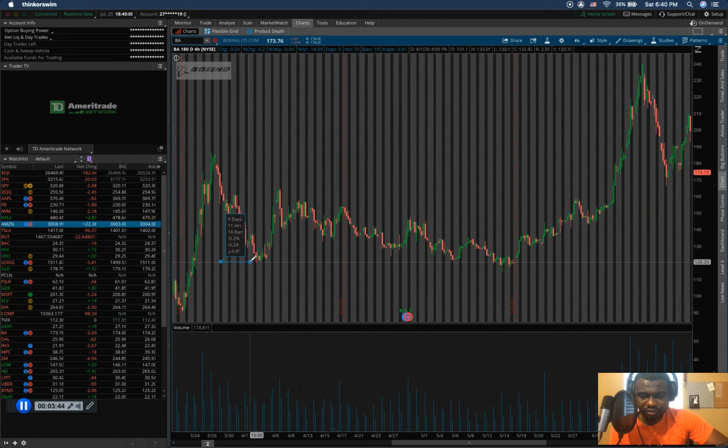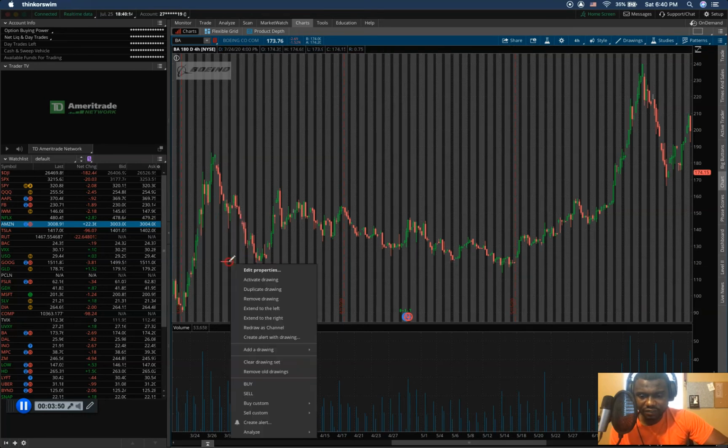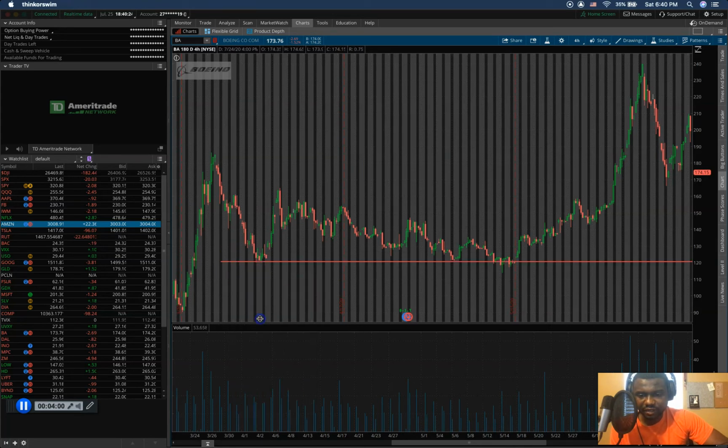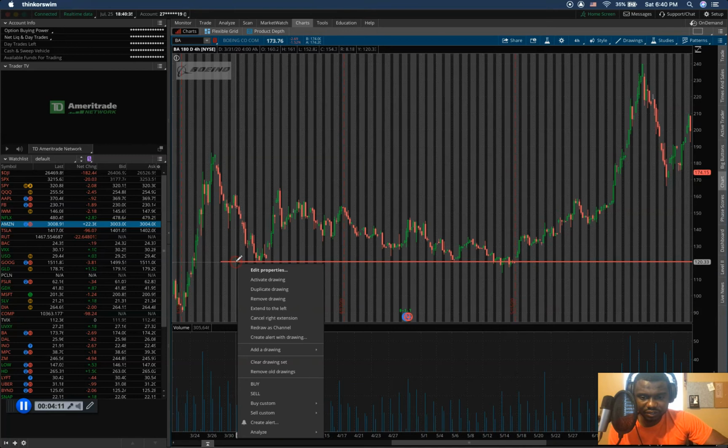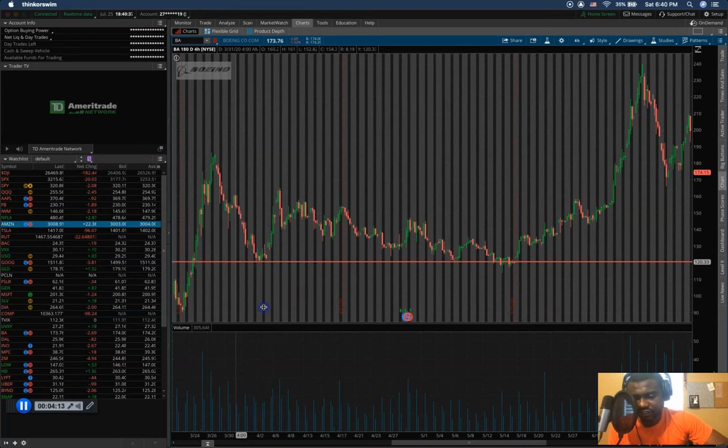But instead of trying to drag all the way over, what I do is I just make a little short line, and then I extend the line right. So I'll make a short line here, double click, and then I get these options, and I can click extend to right. When I extend to the right, I can see this line across the entire right side of the chart. I can also extend to the left if I want to see the line on the left side of the chart.